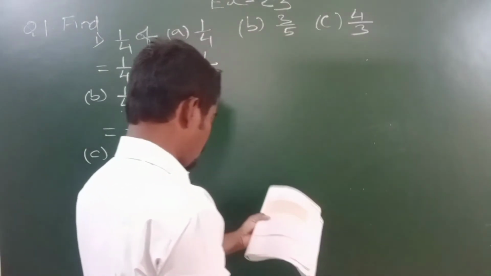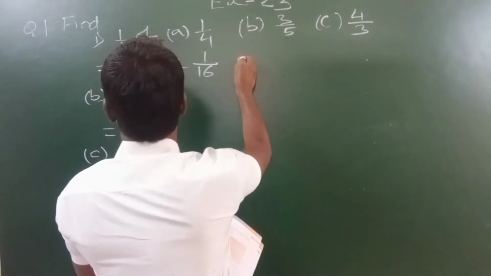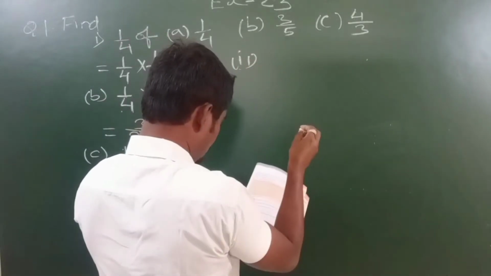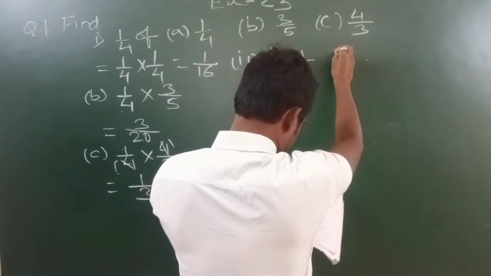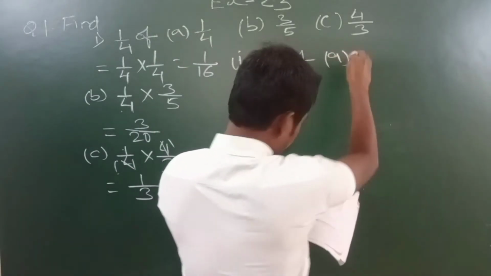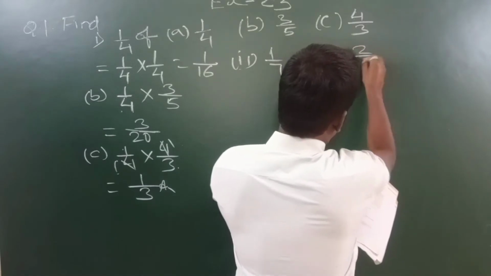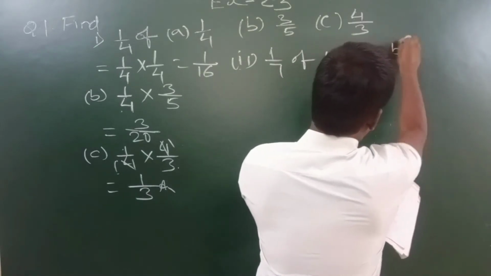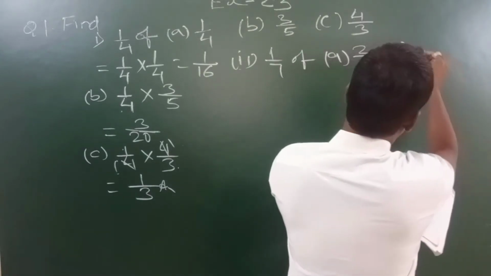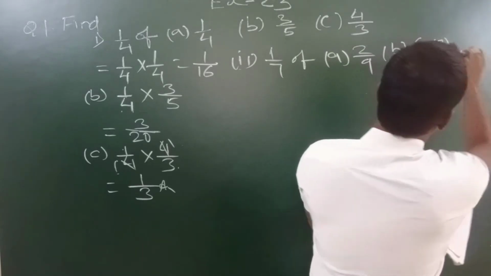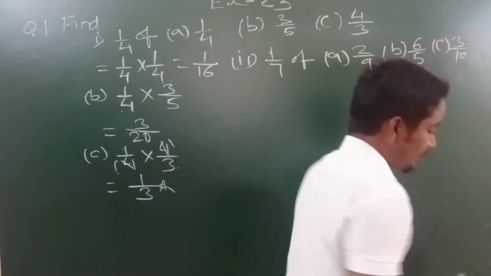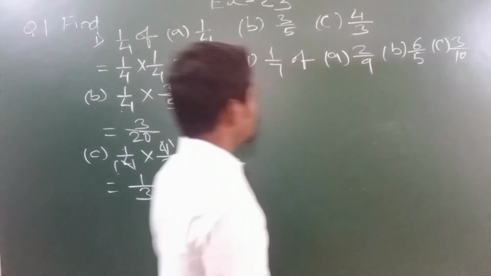Now coming to the next part, students, question number 2. Question number 2 has 1 upon 7 of, first for A, 2 upon 9, students. Then for B we have to find 6 upon 5, students. And then for C we have to find 3 upon 10. Now one by one I will explain each of them.